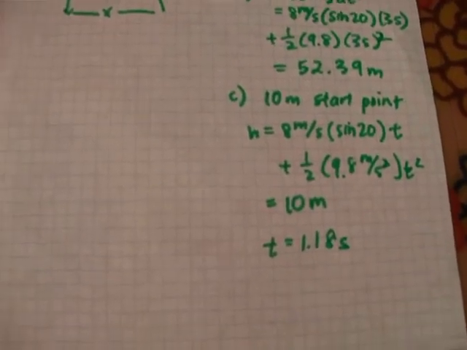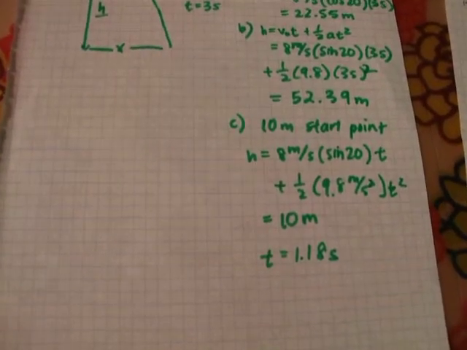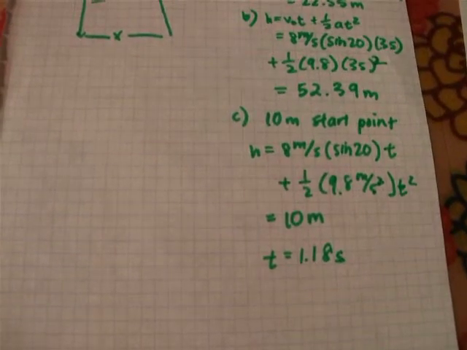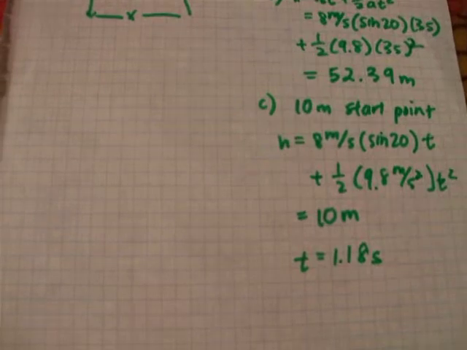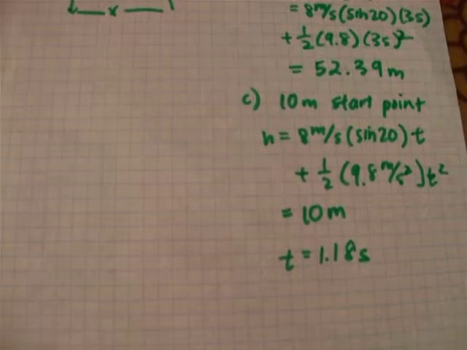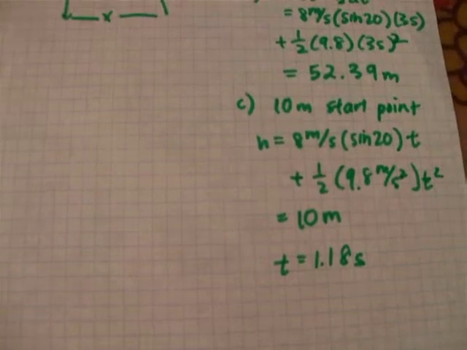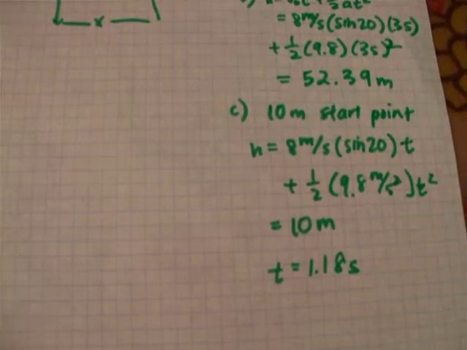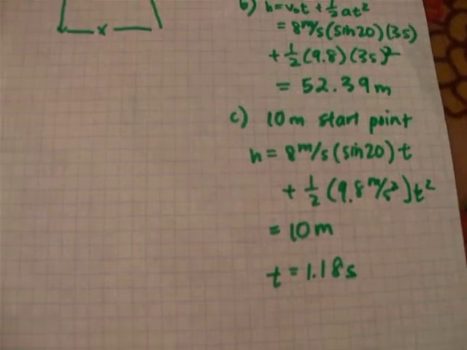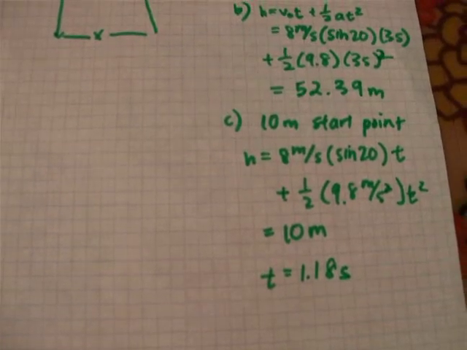Alright, so for the last part, we're looking for the time that it takes for the ball to drop 10 meters from the start point. And for this, since we're only focusing on the y direction, we use a similar equation as above. But since we know the distance traveled this time, t will be the variable.